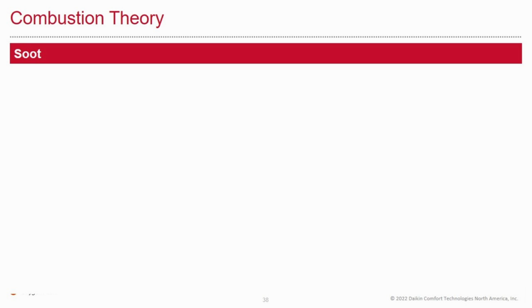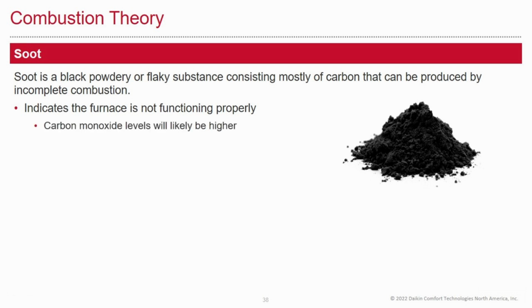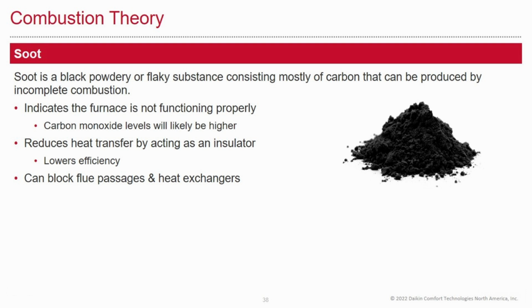Soot. Soot is a black, powdery, or flaky substance consisting mostly of carbon that can be produced by incomplete combustion. It indicates the furnace is not functioning properly. Carbon monoxide levels will likely be higher. It reduces heat transfer by acting as an insulator and lowers efficiency. It can block flue passages and the heat exchanger.